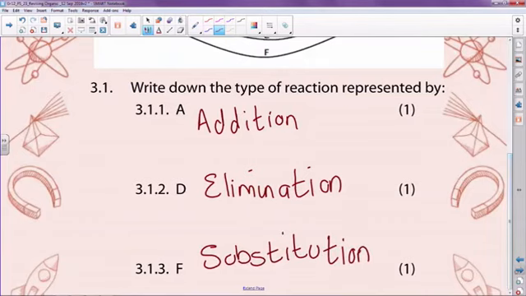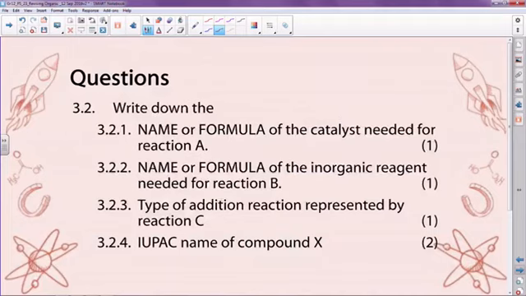All right, so next question. Now, write down the name or formula of the catalyst needed for reaction A, the name or formula of the inorganic reagent for B, the type of addition reaction for C, and then the name of compound X. So there's quite a bit there. That one's a little bit harder, so I'm going to give you 2 minutes, and your time starts now.